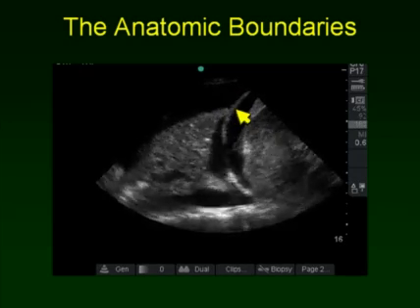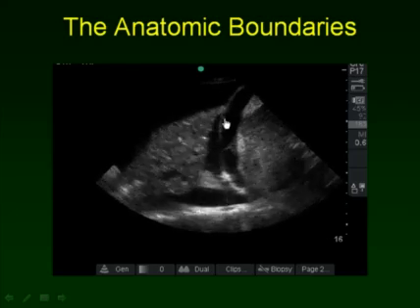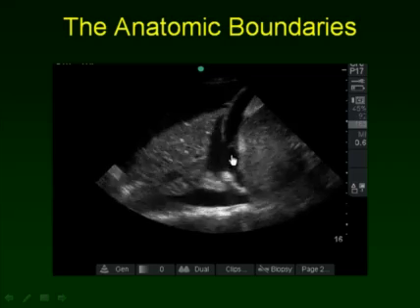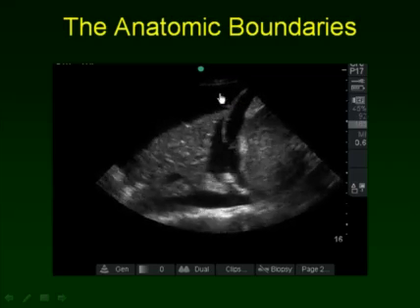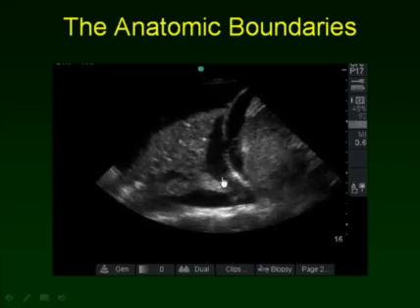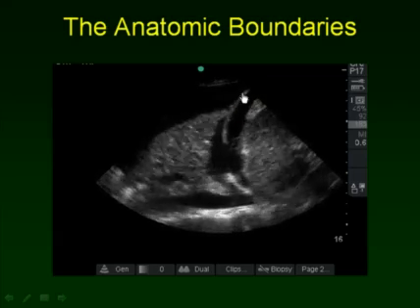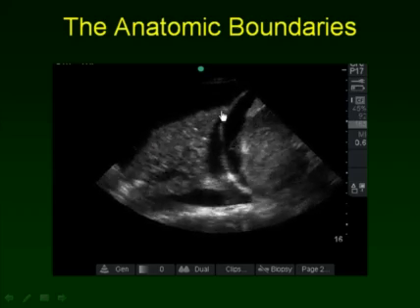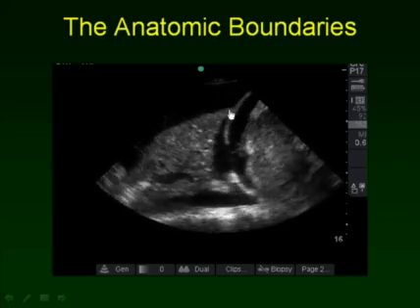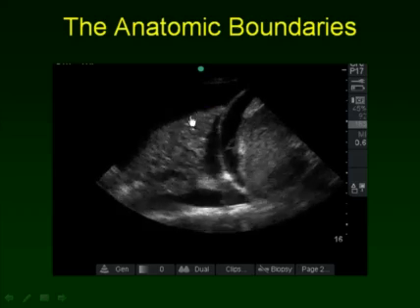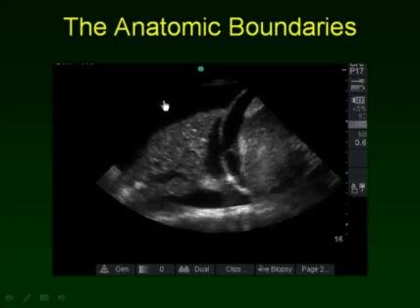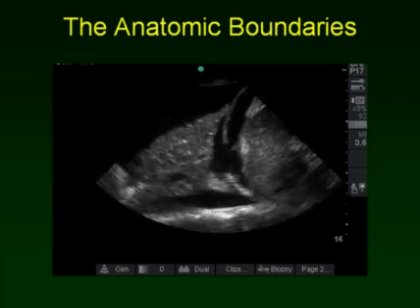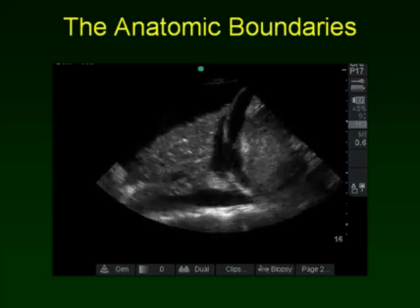The anatomic boundaries, once more, to emphasize. Here's the diaphragm outlined nicely by some subphrenic ascites. We have an echo-free space that is surrounded by the diaphragm, the inside of the chest wall, demarcated by the surface of the lung. So the diaphragm, the chest wall, and the surface of the lung, subtending an echo-free space. That's an essential feature that defines pleural effusion.